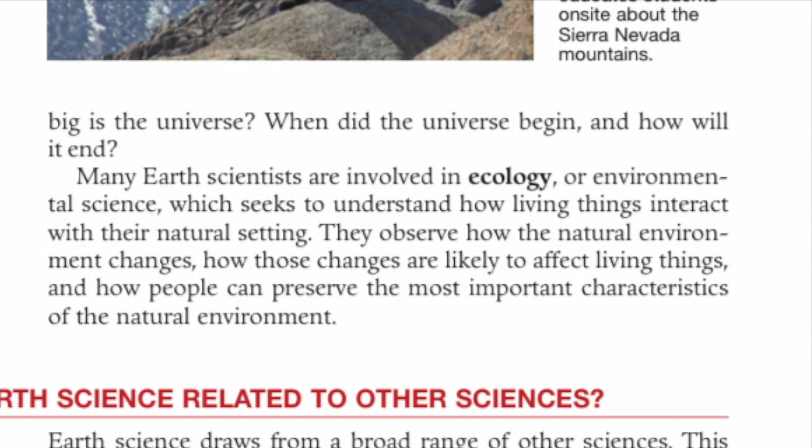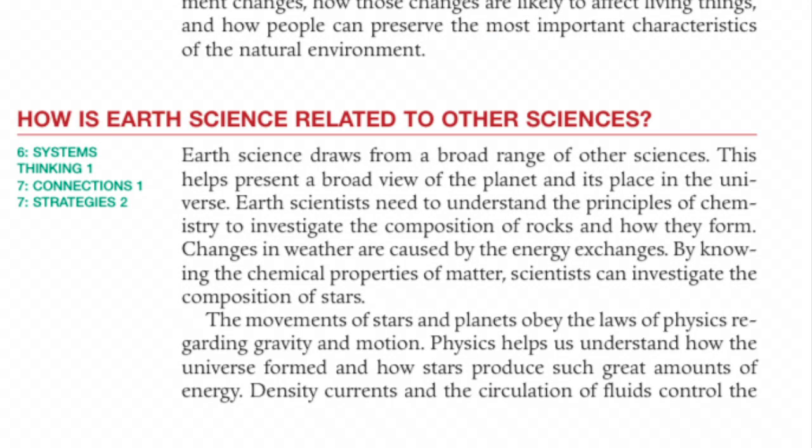Many Earth scientists are involved in ecology, or environmental science, which seeks to understand how living things interact with their natural setting. They observe how the natural environment changes, how these changes are likely to affect living things, and how people can preserve the most important characteristics of the natural environment. How is earth science related to other sciences?